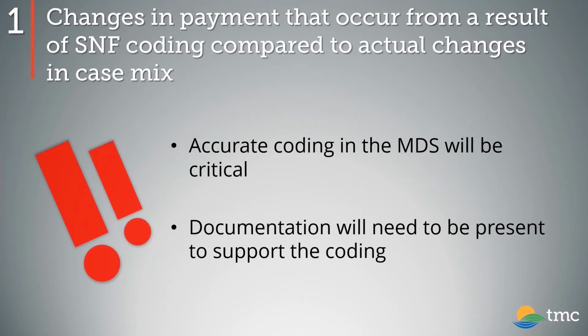The first area is changes in payment that occur as a result of skilled nursing facility coding compared to actual changes in the case mix. Accurate coding in the MDS is going to be critical across the board. ICD-10 diagnoses are going to impact all 5 of the case mix suggested payment categories, and that includes physical therapy, occupational therapy, speech-language pathology, non-therapy ancillary, and nursing.